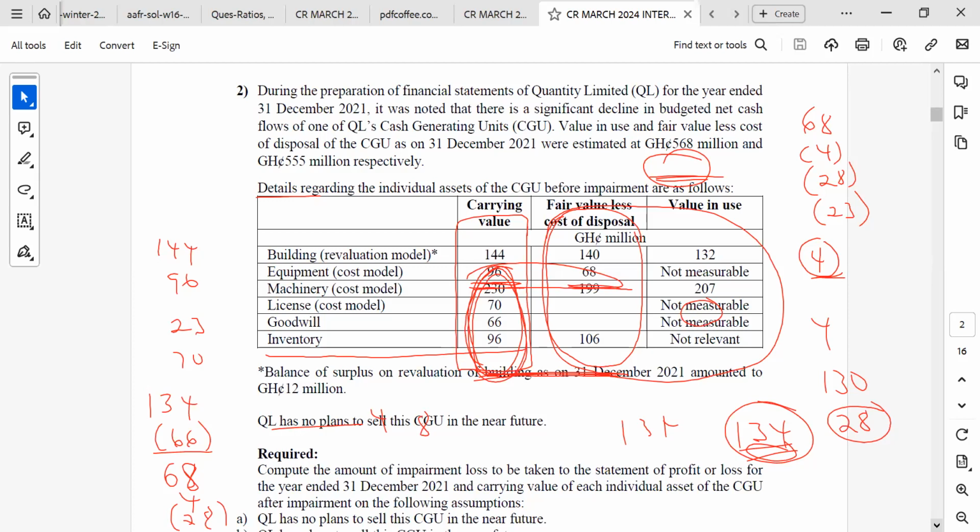So you use only the net realizable value. The recoverable amount will be true sale. So you use the net realizable value of 55 against the current carrying value. Then for the impairment over there, goodwill should take the first one.